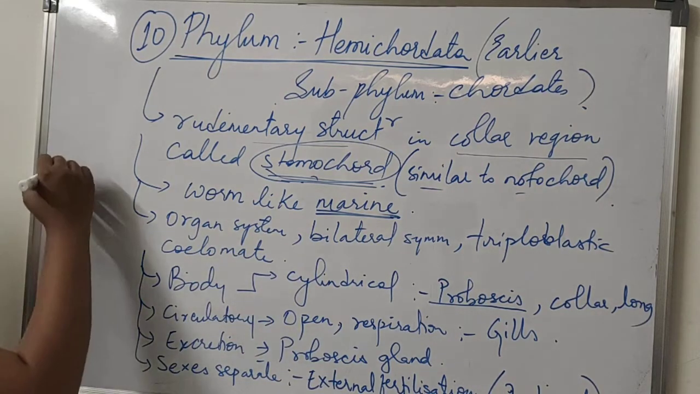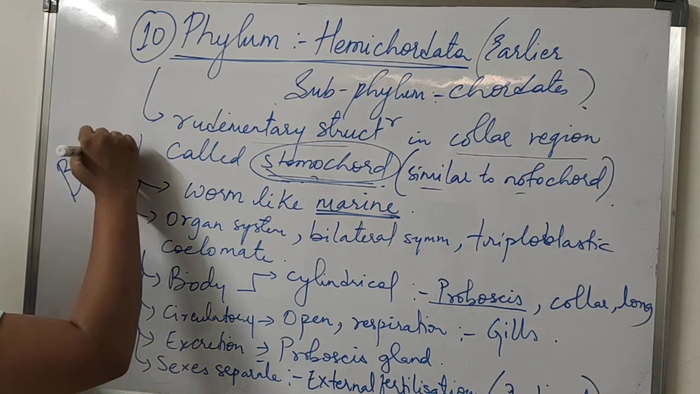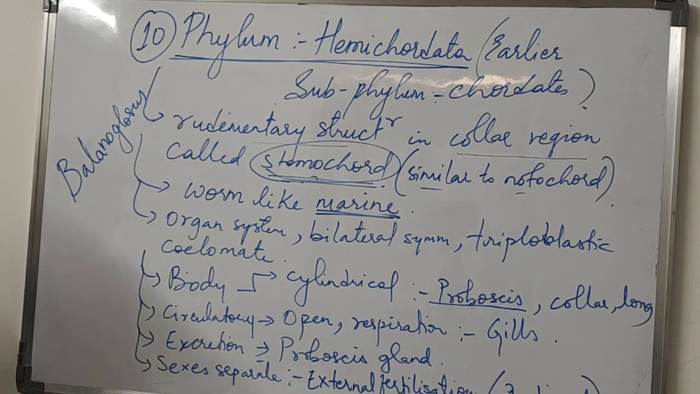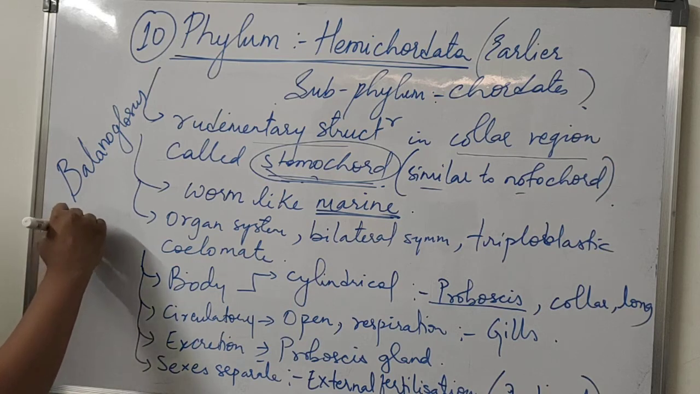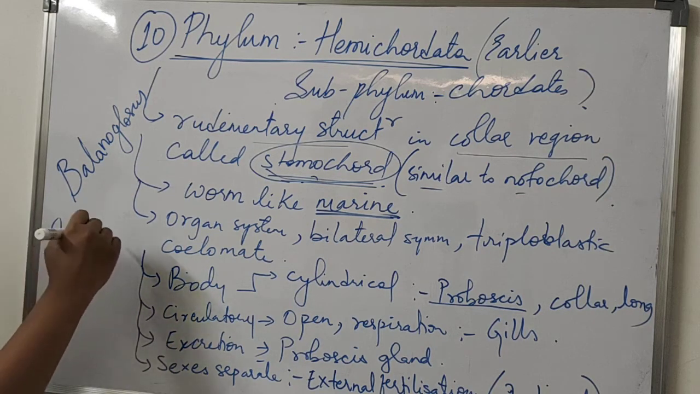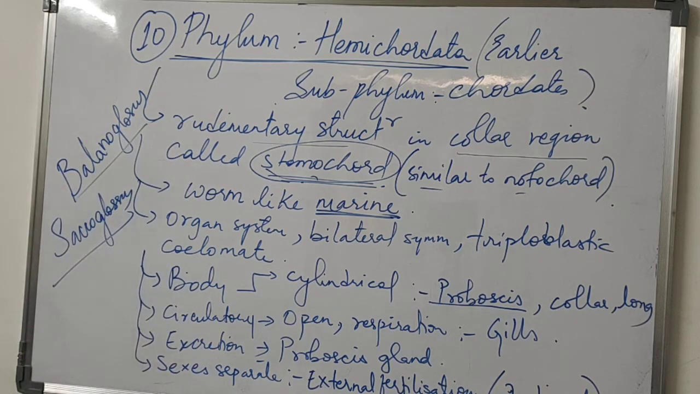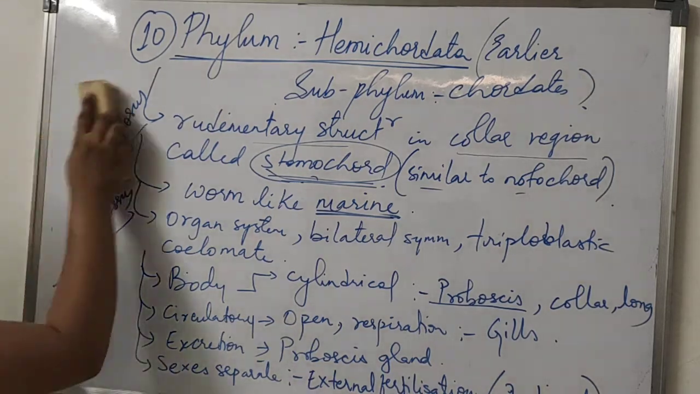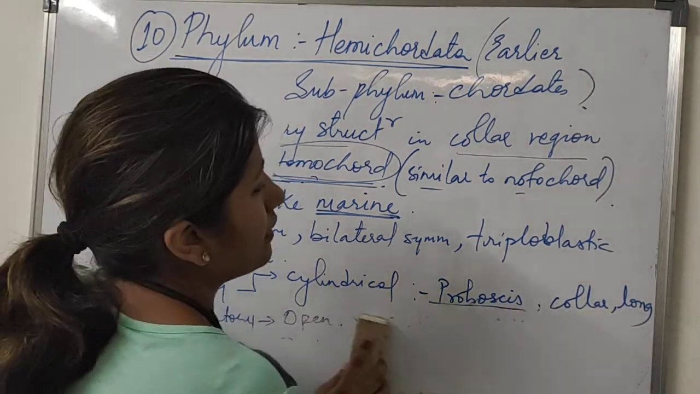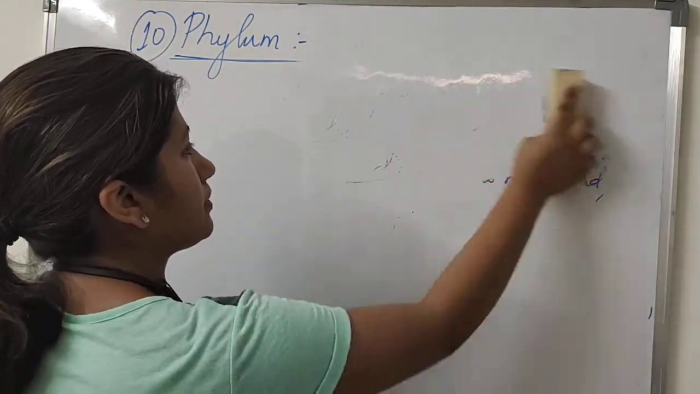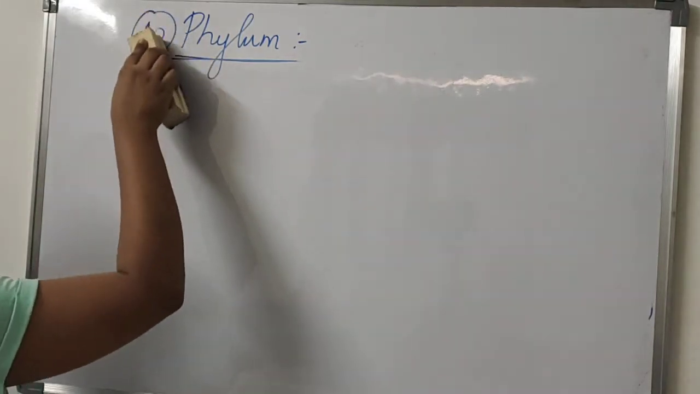Examples of this are balanoglossus and saccoglossus. These are two examples of Hemichordata. Now we'll move to the last phylum, that is the chordates. And under chordates, we'll be studying several classes. How many? 7.